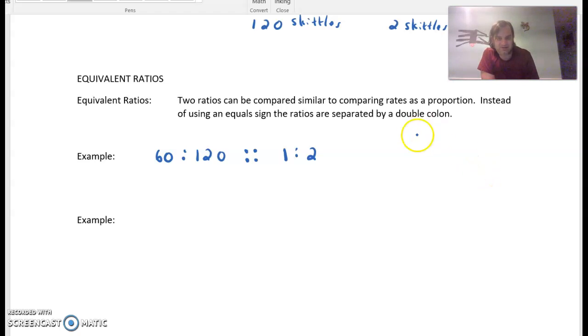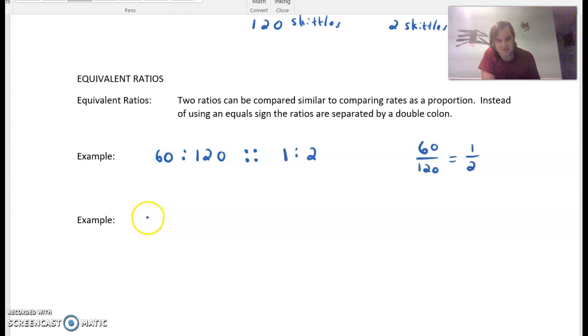So that's pretty much, when you view it as a proportion, the same thing as saying 60 over 120 equals 1 over 2. But this is ratio notation. Okay. So let's see here. What we want to do next is take this and see a problem with equivalent ratios where we have to solve it.